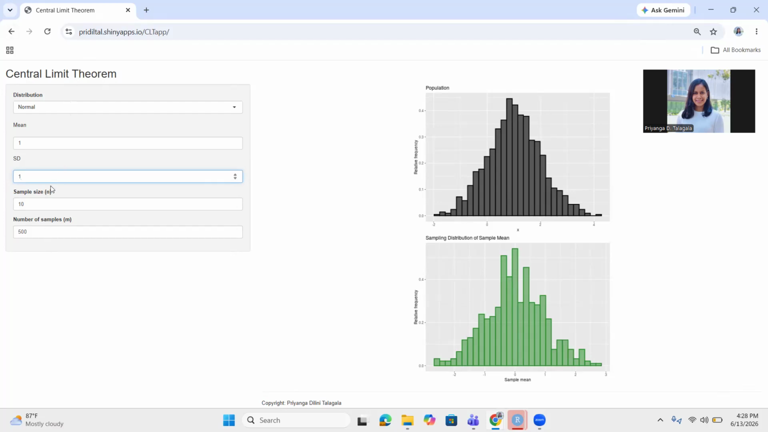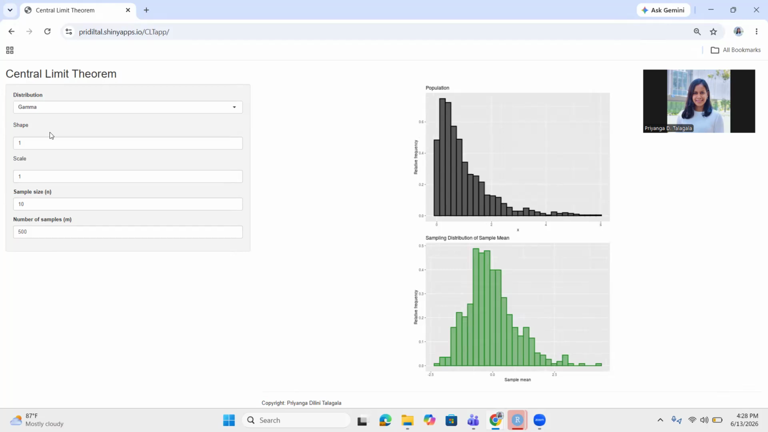Now let's go through the interface. On the left panel, we can select the type of population distribution, such as exponential, gamma, normal, Poisson, or uniform. For each distribution, we can also specify the relative parameters such as mean, variance, or rate, depending on the case. We also control two important settings: the sample size and the number of repeated samples. These parameters allow us to observe how the sampling distribution changes under different conditions.